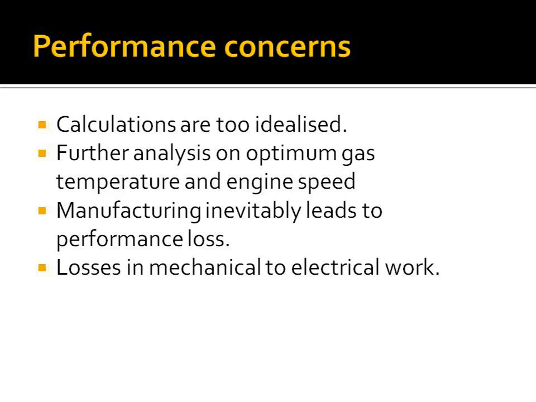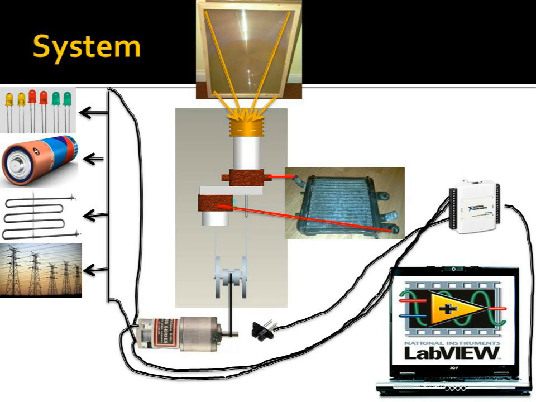Further analysis needs to be done on the optimum gas temperature and engine speed, because there is actually an optimum temperature and engine speed, beyond which the performance of the engine will decrease. So as I said, at 3000 RPM I could find out that the optimum speed is 1000 RPM. So I really need to incorporate that into my design calculations. Manufacturing, which will be done in the next month or so, will inevitably lead to performance losses. And losses due to the conversion from mechanical work to electrical work will be seen as well, that I'm concerned about.